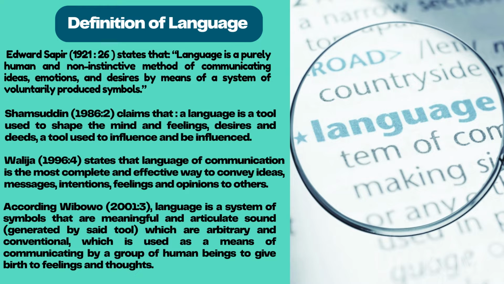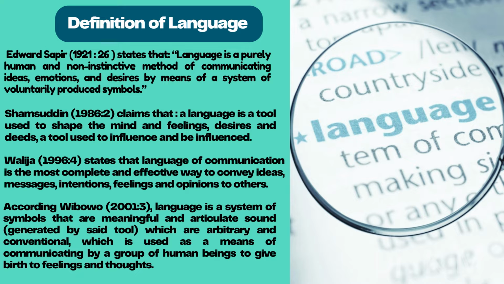Definition. Edward Sapir, 1921, page 26, states that, language is a purely human and non-instinctive method of communicating ideas, emotions, and desires by means of a system of voluntarily produced symbols. Shamsuddin, 1986, page 2, claims that, a language is a tool used to shape the mind and feelings, desires and deeds, a tool used to influence and be influenced. Walidja, 1996, page 4, states that, language of communication is the most complete and effective way to convey ideas, messages, intentions, feelings and opinions to others.